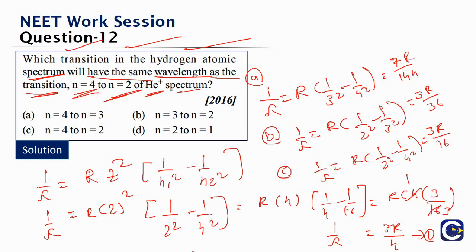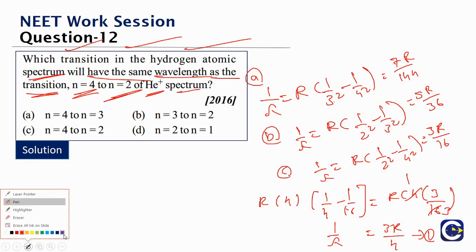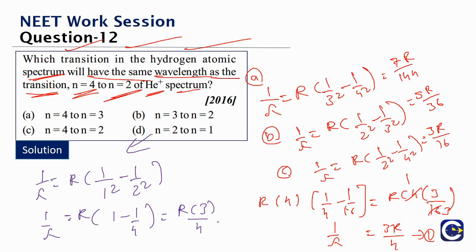And when we look at option D, what is option D? From n is equal to 2 to n is equal to 1. So what will be the empirical formula there? We can check it. So 1 by lambda is equal to, we are in hydrogen, so what is the empirical formula? I will write with a different color marker so that we can see it. So we are checking option D. The formula: 1 by lambda is equal to R into 1 by 1 square minus 1 by 2 square. So R into 1 minus 1 by 4. What is 1 minus 1 by 4? 3 by 4. So you can check it. This is matching.